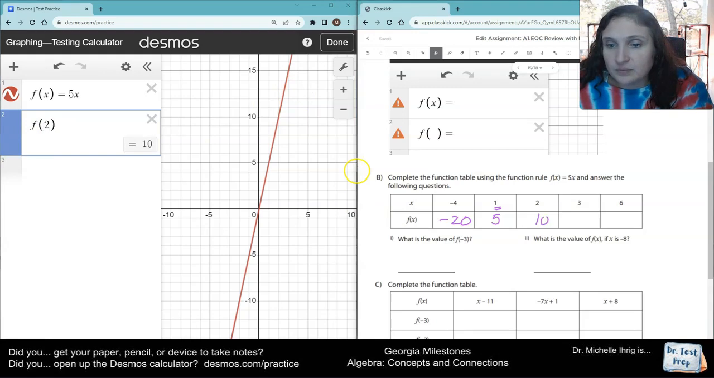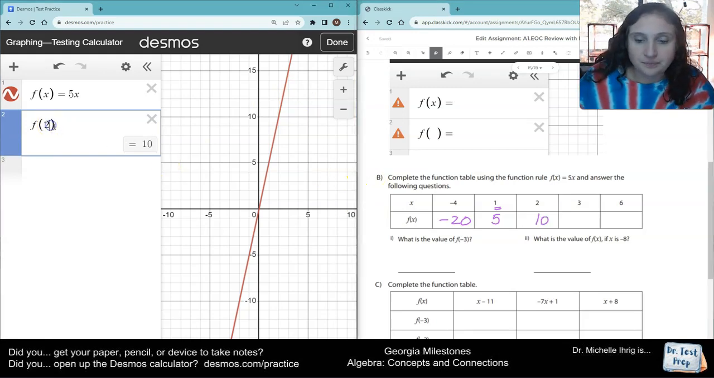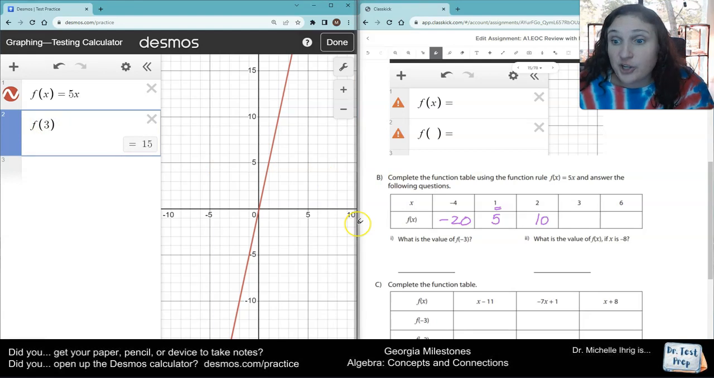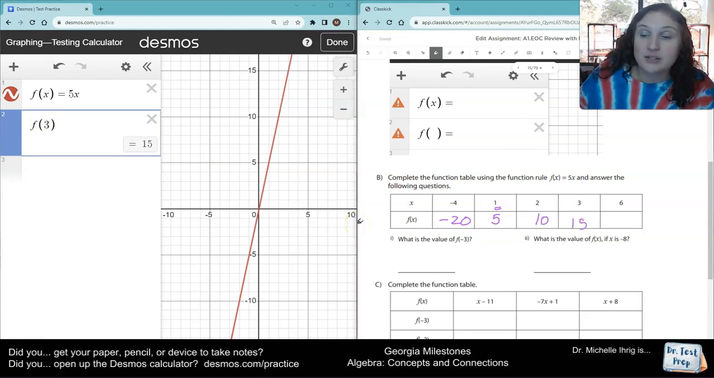10. What is it when it's 3? All I'm doing is changing the inside number. I'm changing the input. The inside number is the input. It's the domain. What is it when it's 6? 30.